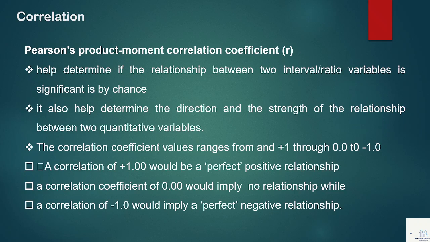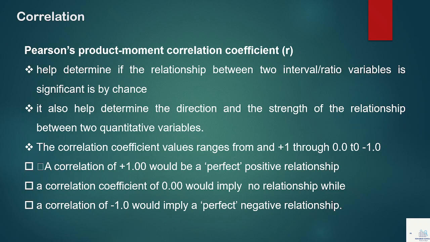Then the correlation coefficient values range from +1 through 0 to -1. So if it is +1, that means there is a perfectly positive correlation. If it is 0, there is no correlation, and if it is -1, there is what we call the perfectly negative correlation.